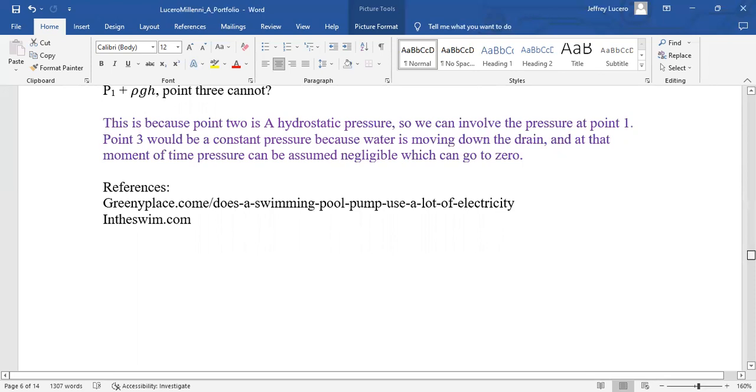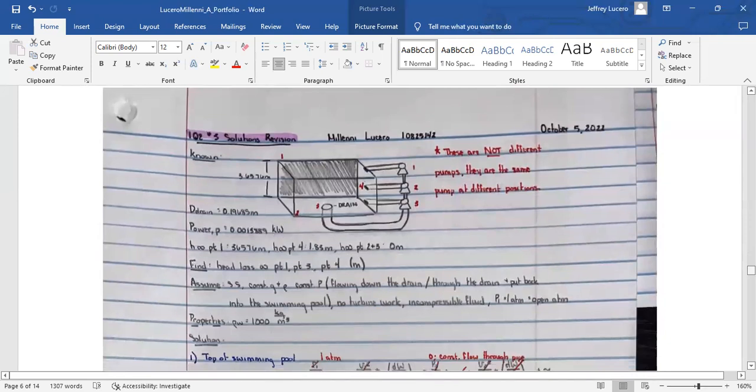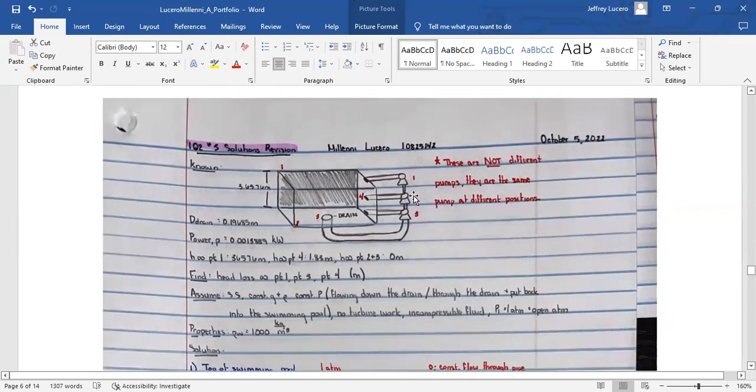So for the calculation question, this is all stated in the question itself. We know that the diameter of the drain is 0.196 meters. The power of the pump is 0.0013889 kilowatts. We know that the height at point 1 is 3.6576 meters, the height at point 4 is 1.83 meters, and the height at points 2 and 3 is 0 meters. Just a quick note, these are not different pumps. They're the same pump at different positions. I just didn't want to keep redrawing that.